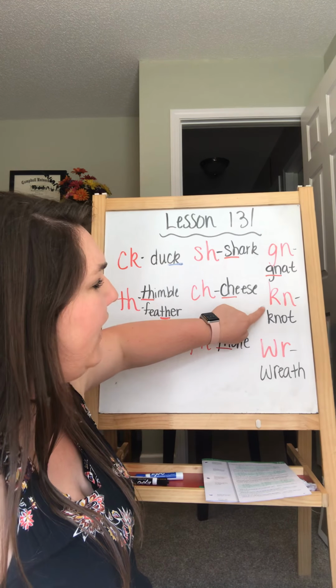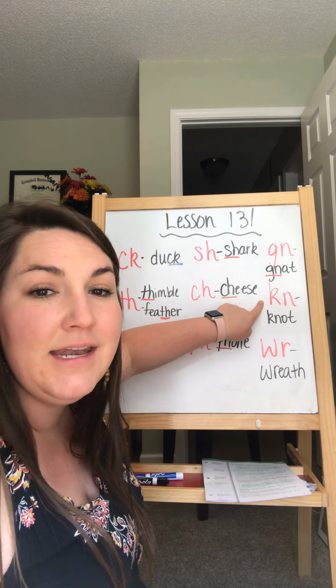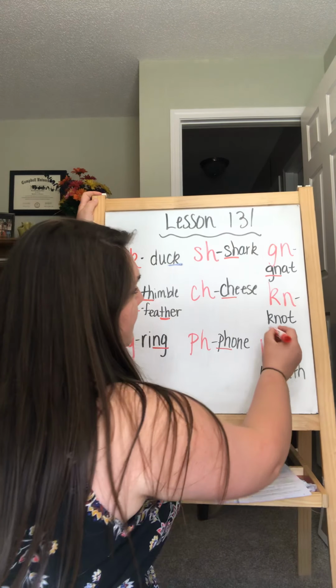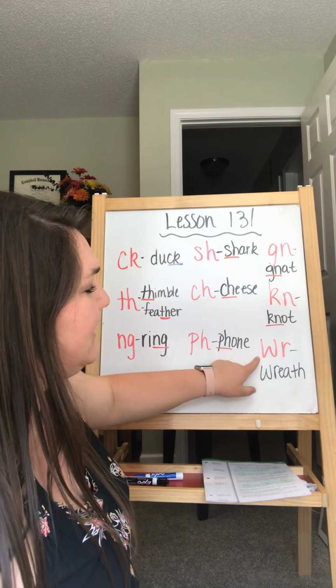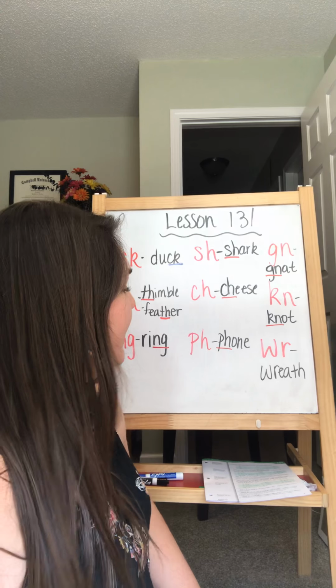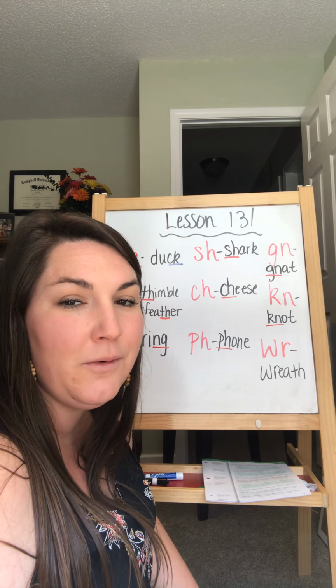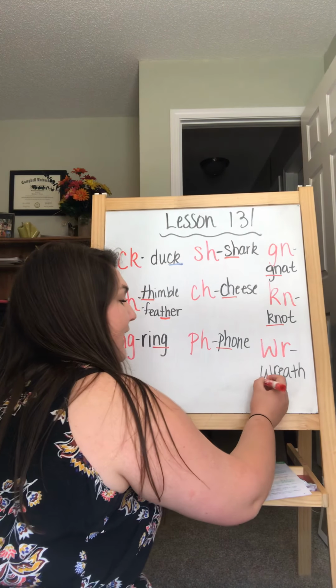What about the digraph KN? Do you hear the sound in the initial, medial, or final position? Good. The initial. And then the last one, digraph WR, says like wreath. And so we hear the sound in the initial, medial, or final position. And the initial, in the beginning.